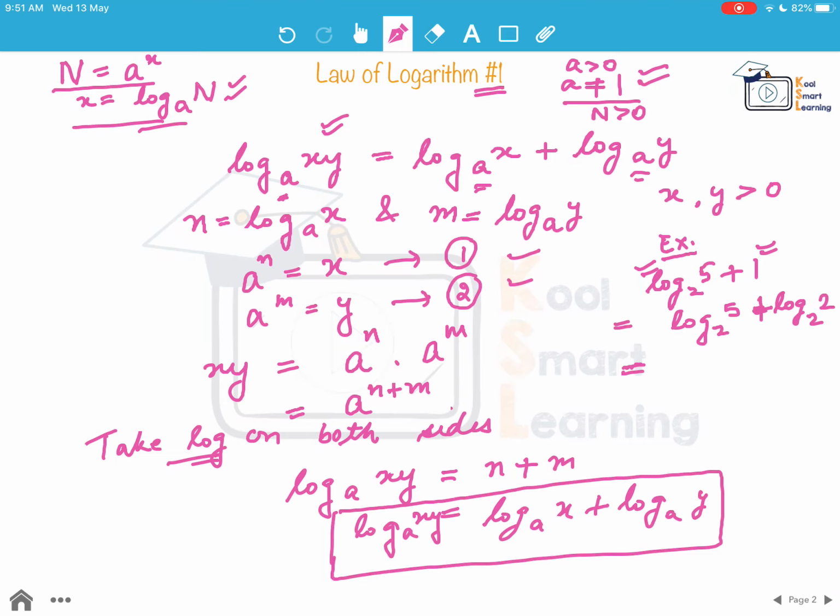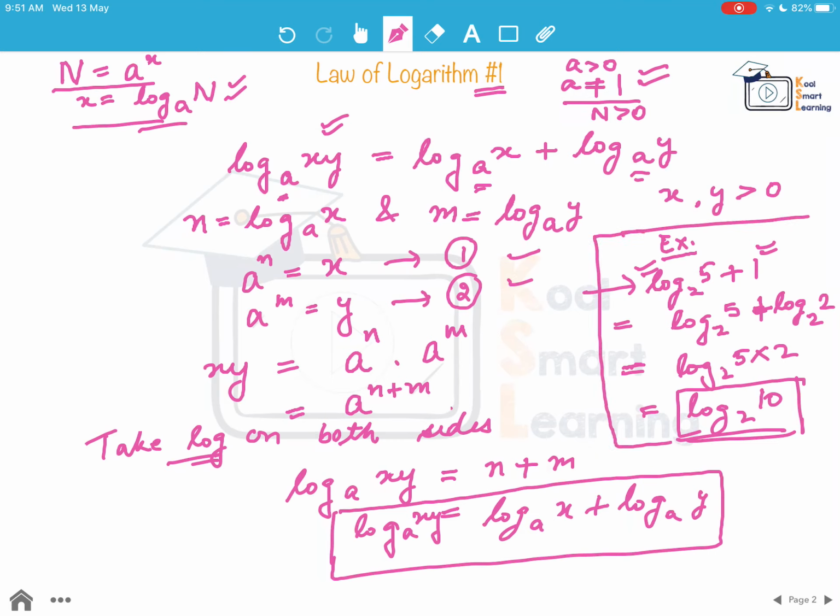and this is equal to log of 5 into 2 to the base 2, which is nothing but log of 10 to the base 2. So this is log 5 to the base 2 plus 1 is nothing but log of 10 to the base 2. So this is just an example of how we use this property.